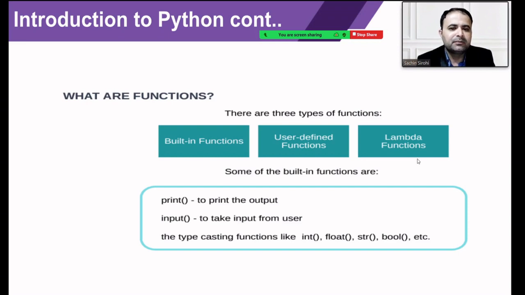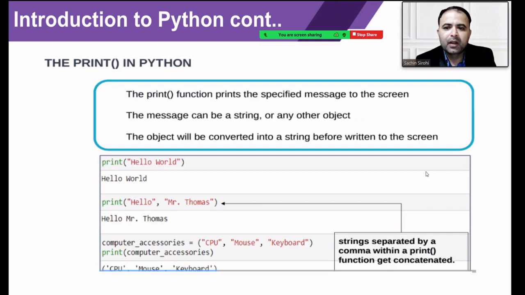But now user-defined functions. The print function we have already discussed: it prints the specified message to the screen. The message can be a string or any other object. The object will be converted into a string before being written to the screen. Now print hello world, so it just prints hello world.